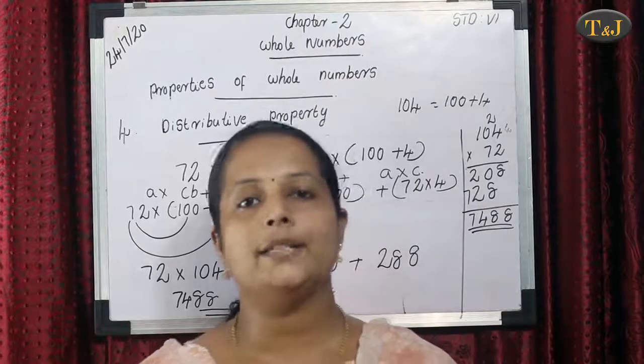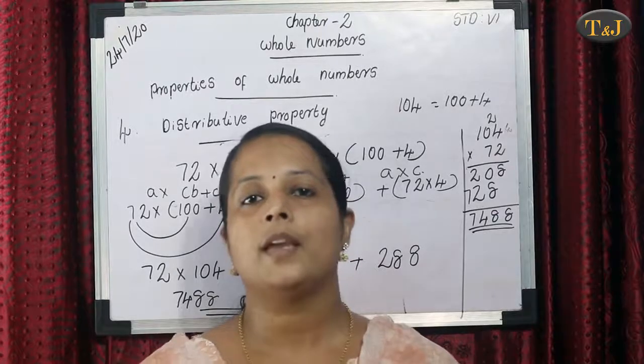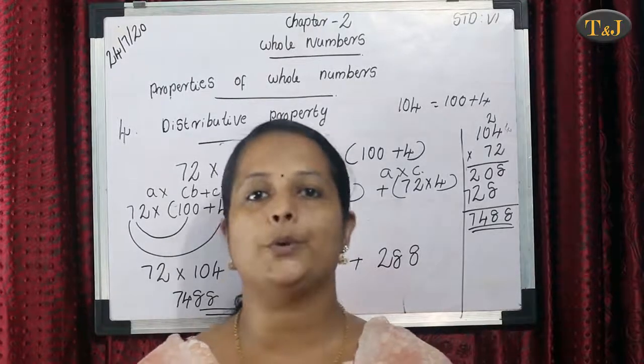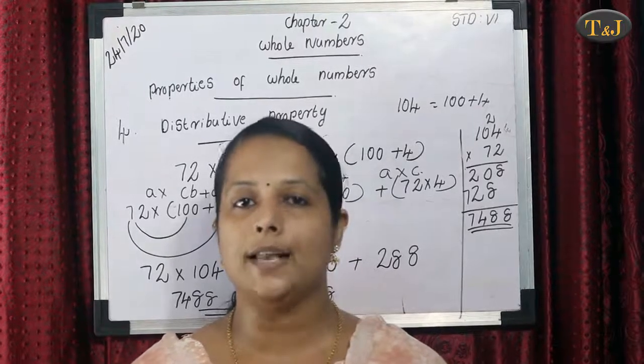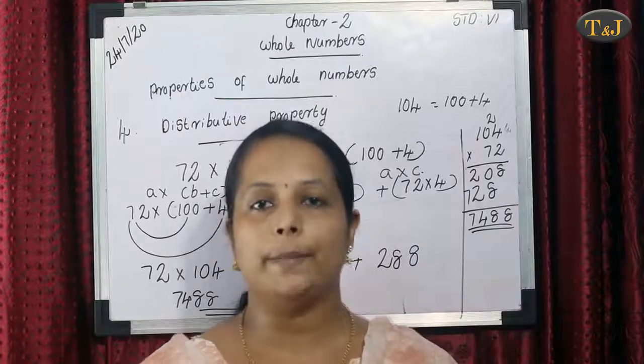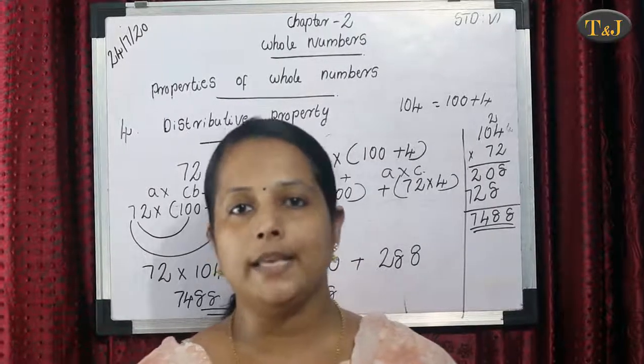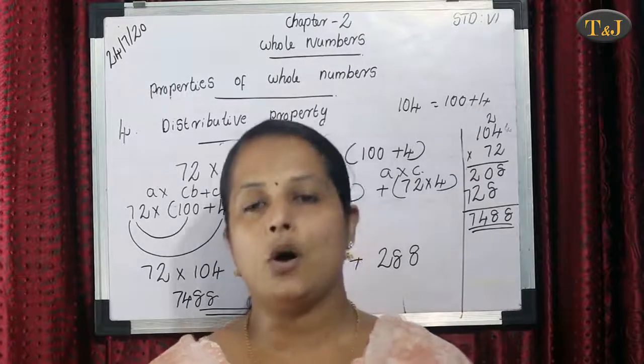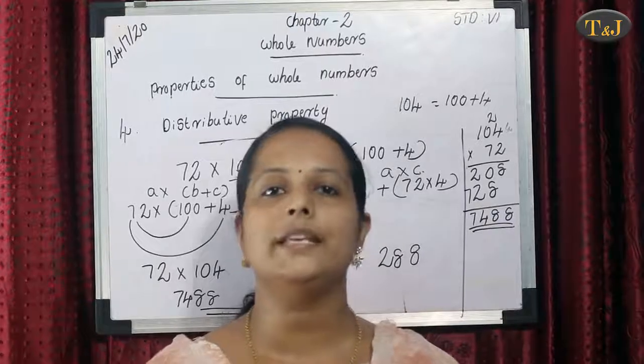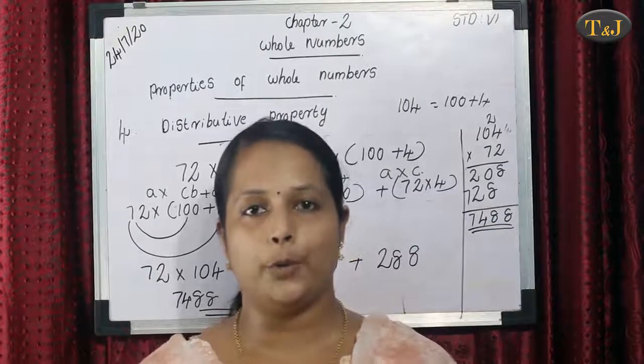The next property is the distributive property. It is a very important property. The distributive property means that if A, B, C are three whole numbers, then A cross B plus C equals A cross B plus A cross C. We can do all problems in a much easier way by applying these properties.